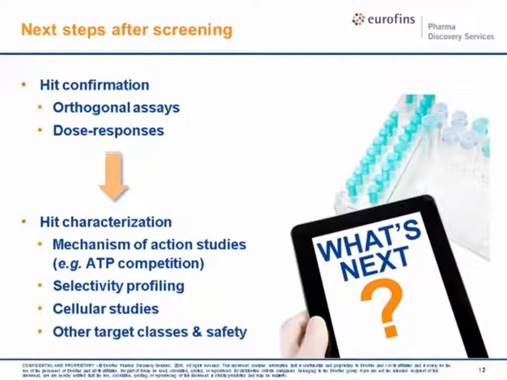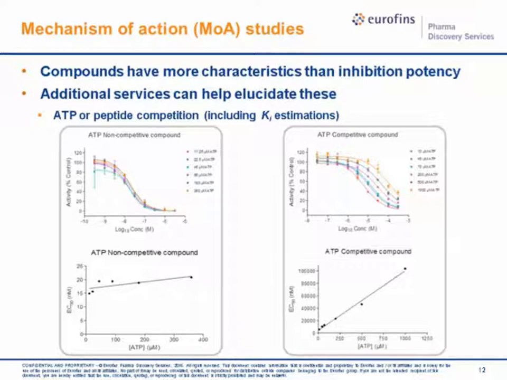So once one's done screening and confirmed the hits, what next? What really needs to be done to understand those hits? I'm just summarizing that here, and this gives an overview of some of the next things we'll be talking about. In particular, I'm going to move now to mechanism of action studies.